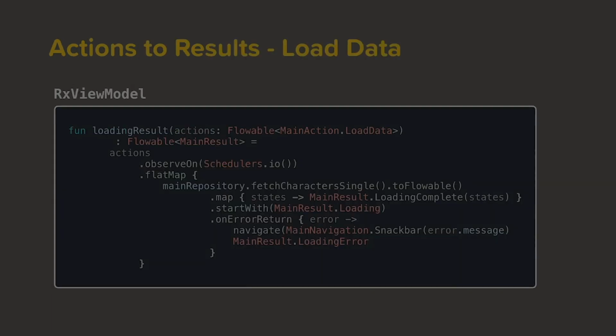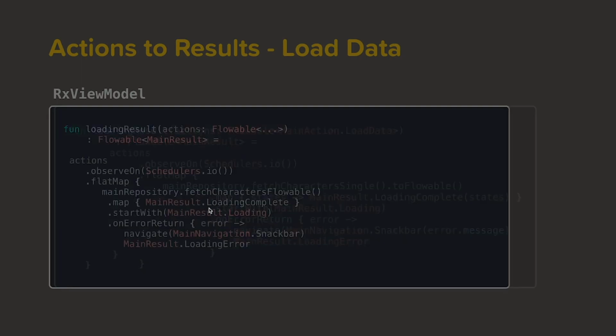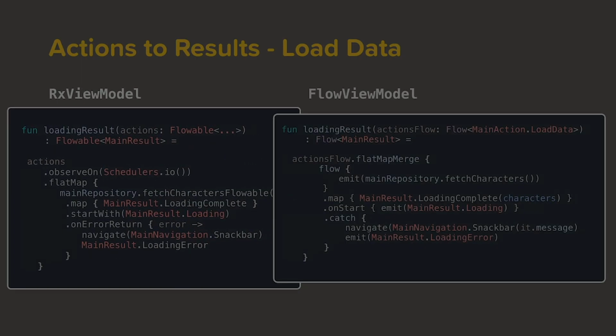So next is the view model, that is converting our various actions to results. The first action is load data action, and we just now saw this implementation. Now let's try to convert it to use flow. What we will do is go line by line. This is very interesting. The previous function took actions as a flowable, a stream of actions. We convert this to use flow, and then instead of a flowable we return a flow.